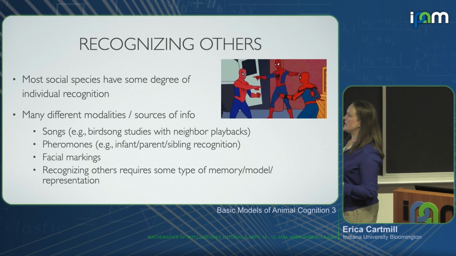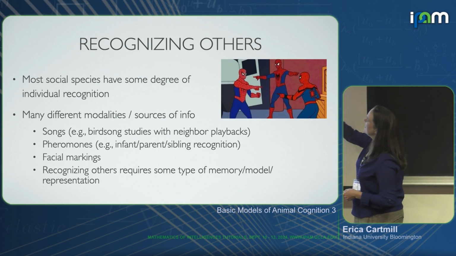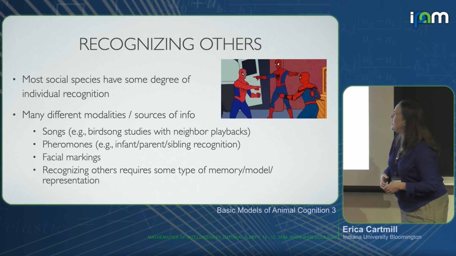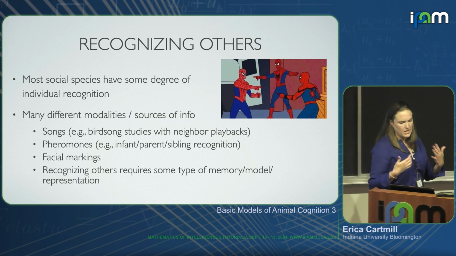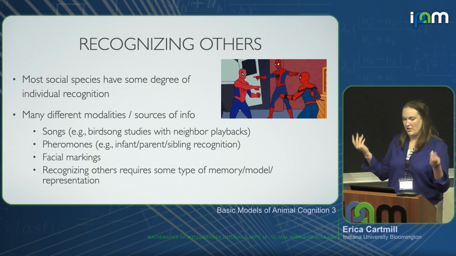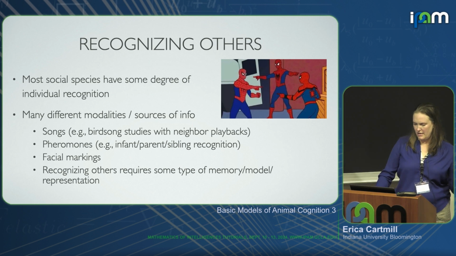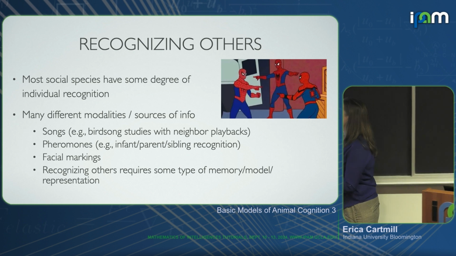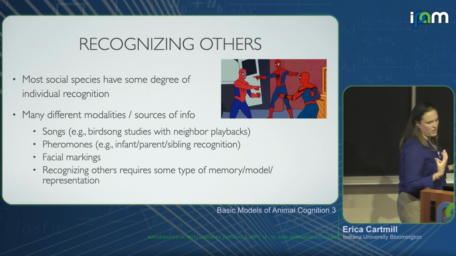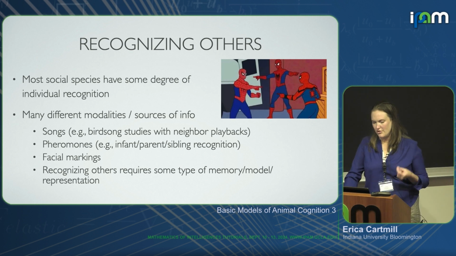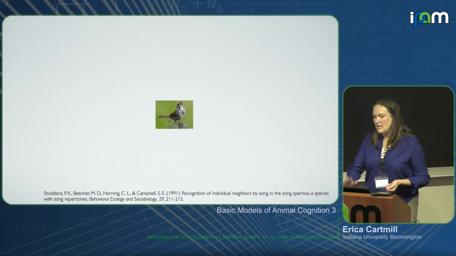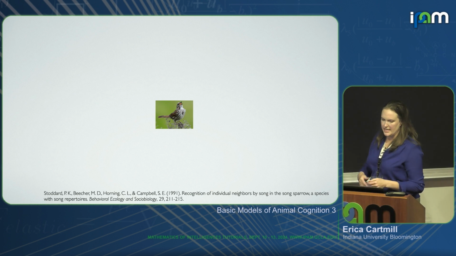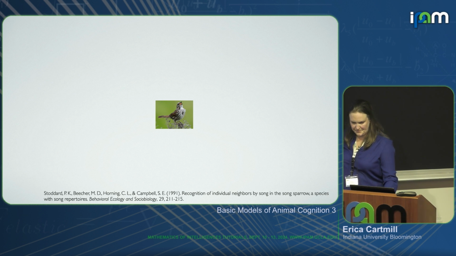There's also evidence for individual recognition in pheromones, in facial markings, in movement. Other types of information can be used for assessing who an individual is. And it does require some type of memory and, I would argue, some type of model or representation of individuals. So this is a classic study from the 90s with song sparrows.